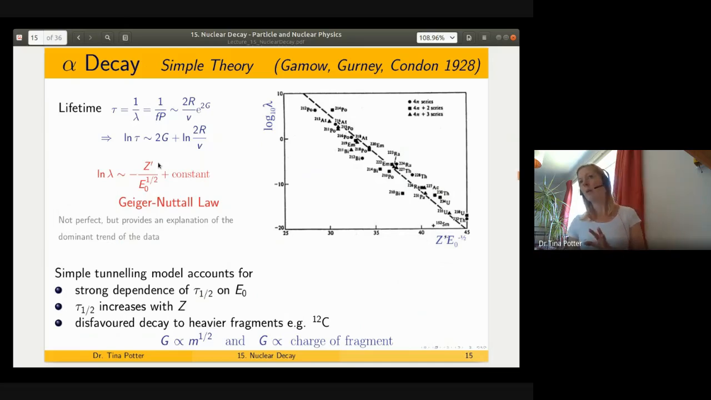So it's not an absolutely perfect explanation here. You can see that if we plot the log of our decay rate against the charge of the daughter particle over the square root of the energy released, we get roughly a straight line. In fact, most of the points sit very, very close to this line. So we get a very good explanation of why we have this strong dependency between the lifetime or the half-life of our alpha decaying particles and the energy of that alpha particle.